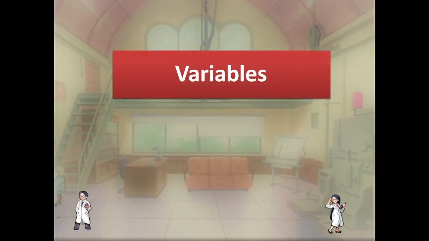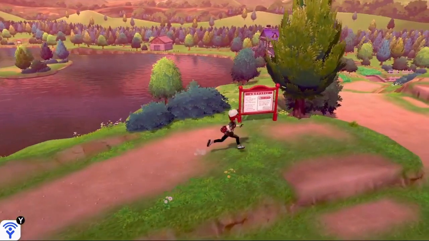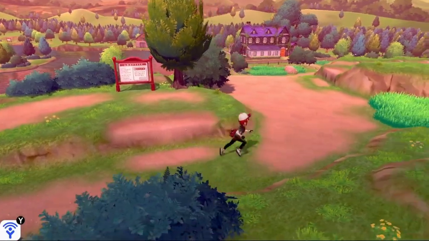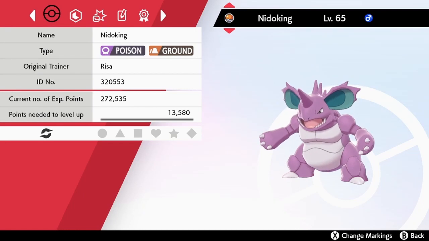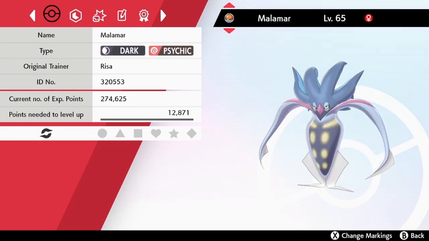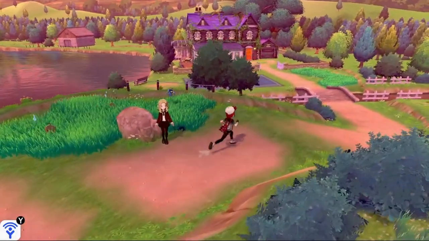First, let's talk about the two main categories of the variables. Categorical and numerical. Now, categorical can be any kind of characteristic. For example, what is the typing of this Pokemon? Fire, flying, water. Is this Pokemon shiny? Yes? No? These are both examples of categorical variables.